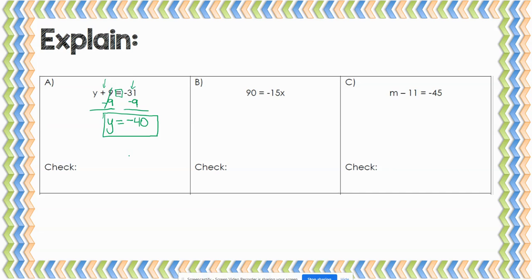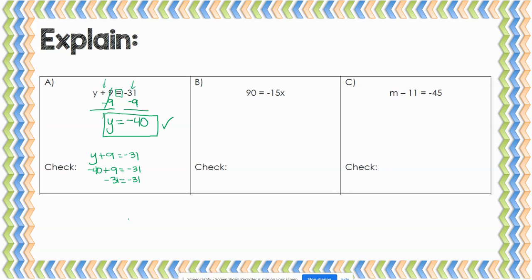We can always check our answer to see if it's correct by substituting our answer into our original equation. Our original equation said y plus 9 equals negative 31. But my answer was negative 40. So I would plug in negative 40 for y. So instead of y, I would write negative 40, and then I would write the rest of this, which says plus 9 equals negative 31. Negative 40 plus positive 9 gives me negative 31. And since I get to an answer that is balanced, which means that it is equal, that means that my answer of negative 40 was correct.